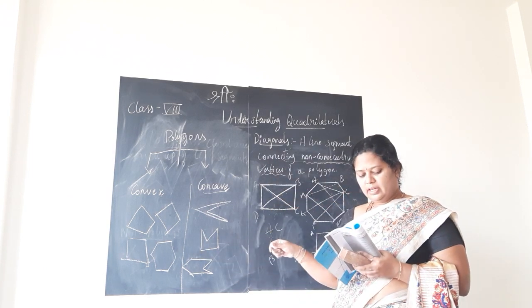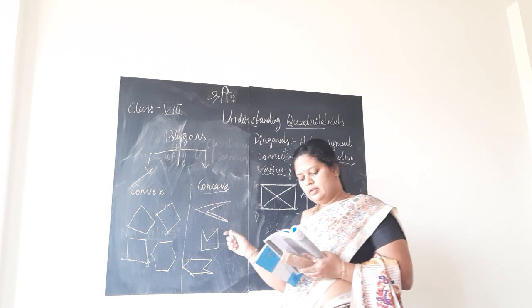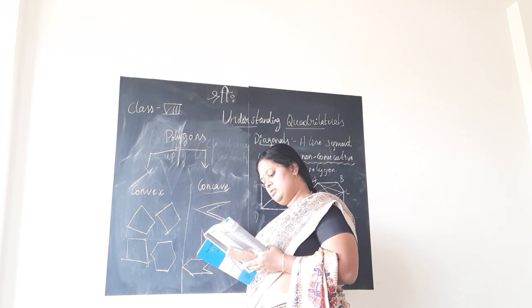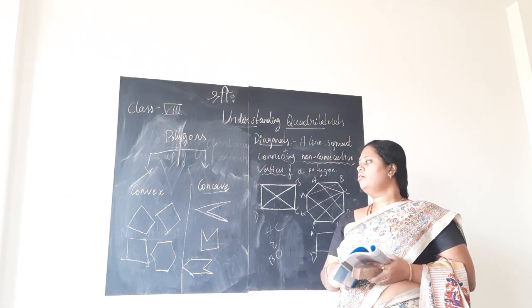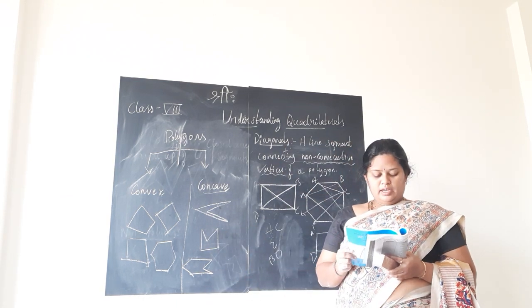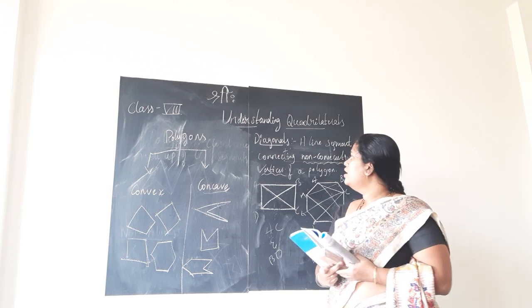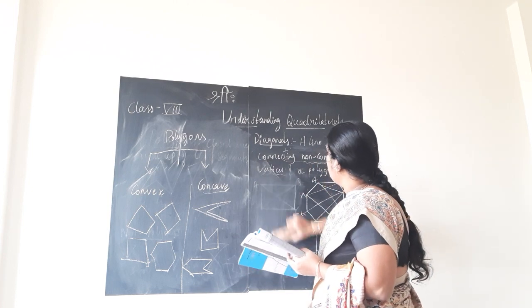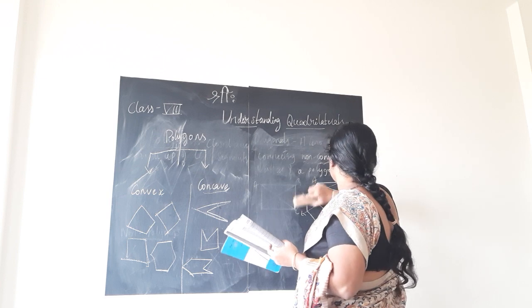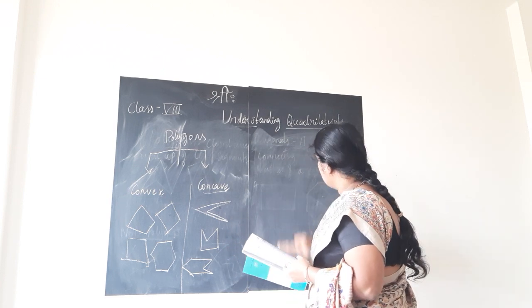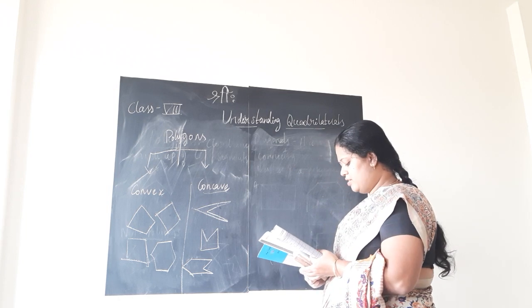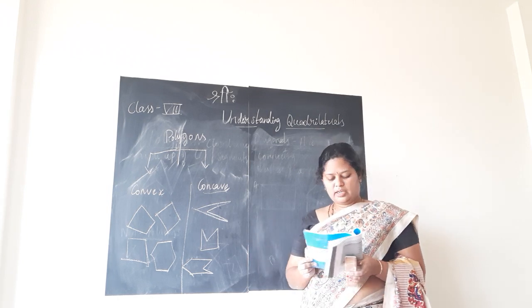They do not have the line segment joining any two different points. Those are called concave polygons. Next, you also have regular and irregular polygons. The first classification we learnt is convex and concave polygon. Next, you have regular and irregular polygons.